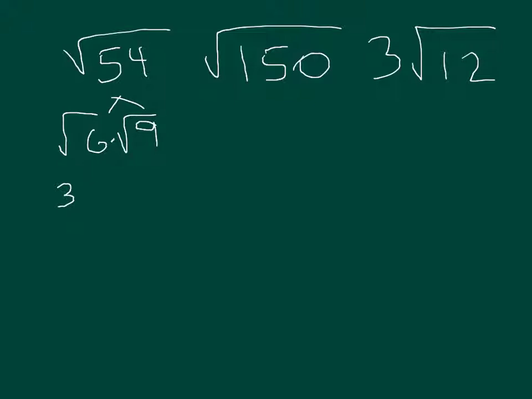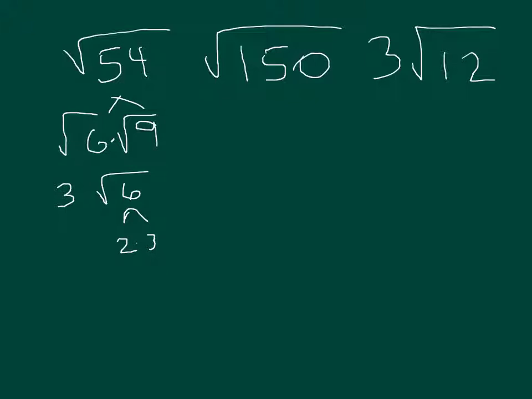And then you can break down that square root of 6 to 2 times 3, and there are no pairs, and you can see that you can't simplify it anymore. So the answer is actually 3 square root of 6. So that's using the perfect square method, or you can just continue factoring it into prime factorization.